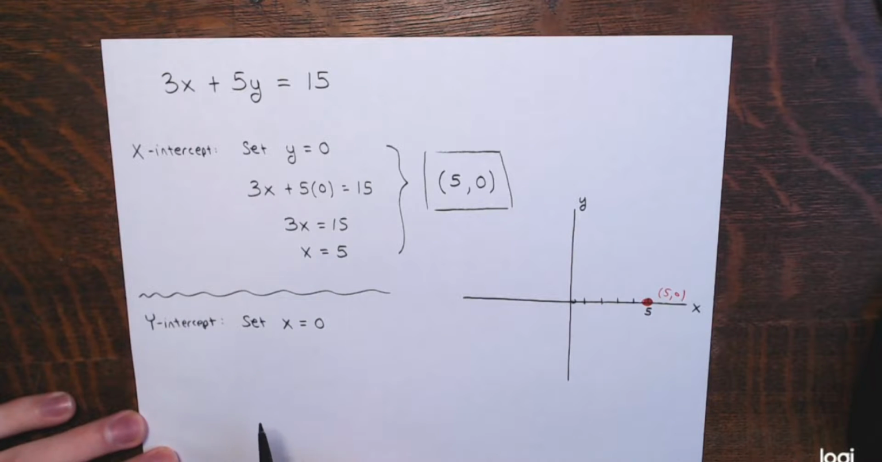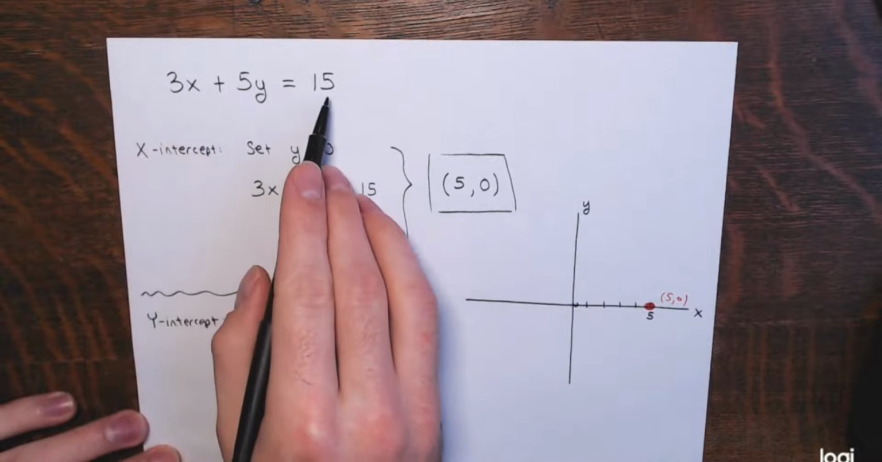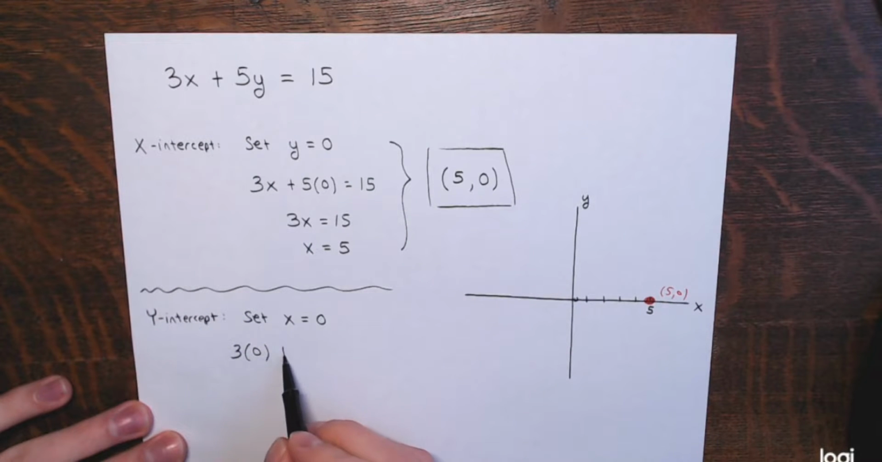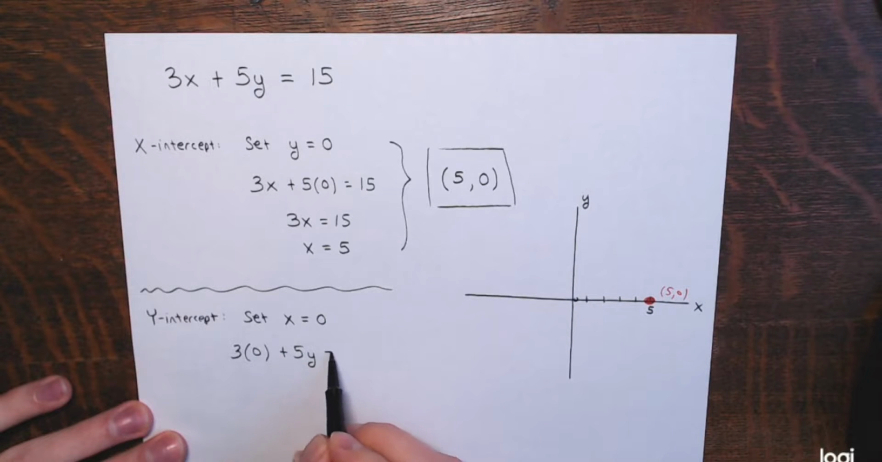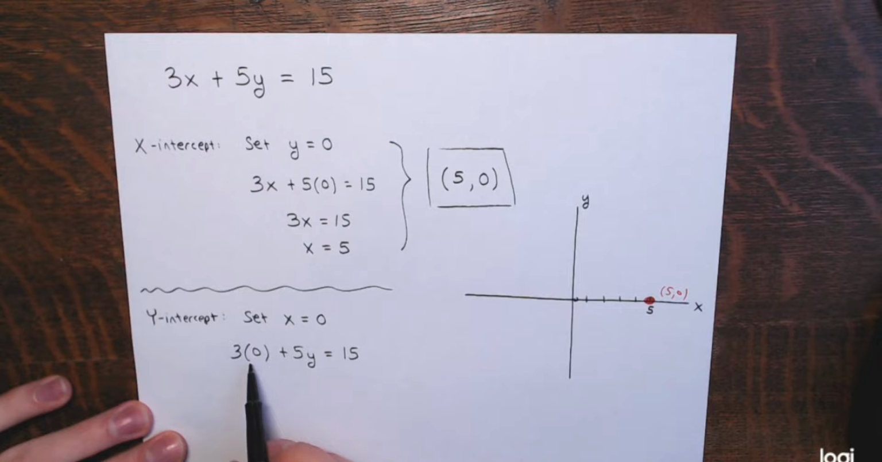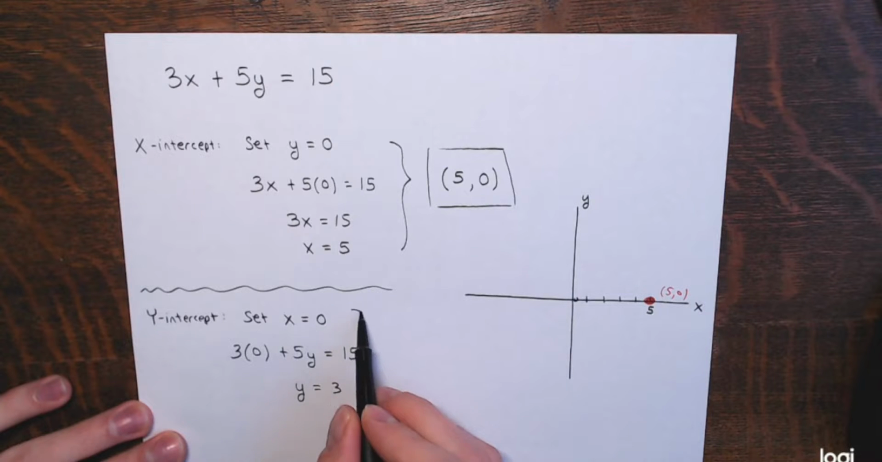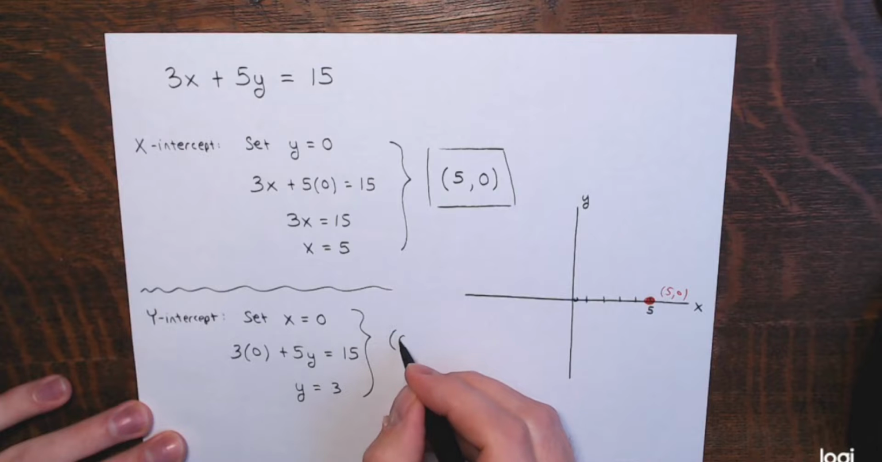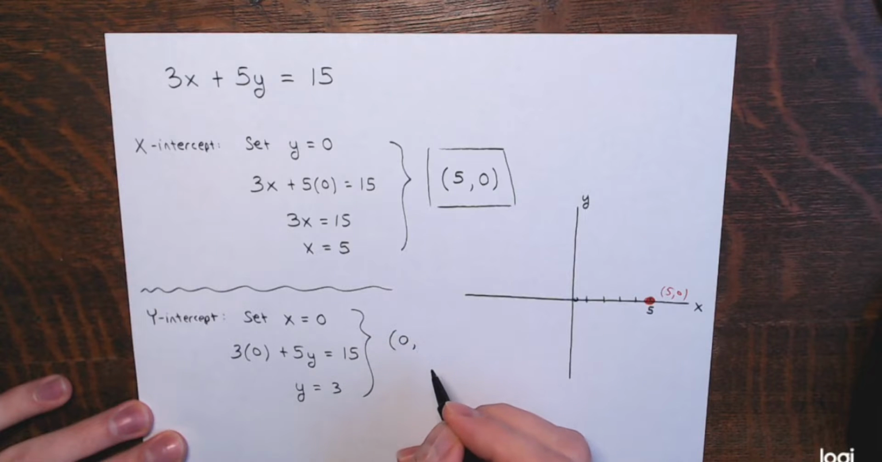And then solve for y. So if I do that in this equation here, we'll have 3 times 0, then plus 5y equals 15. And I hope you see that 3 times 0 is just 0. So then I would just divide by 5 to get y alone, and we get y equals 3. All right, so the y-intercept would always have an x-coordinate of 0, and the y-coordinate is 3.